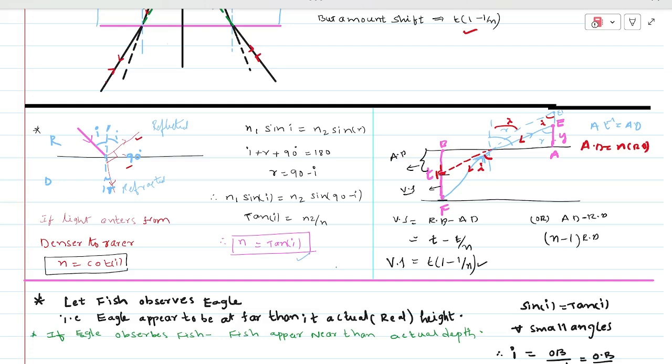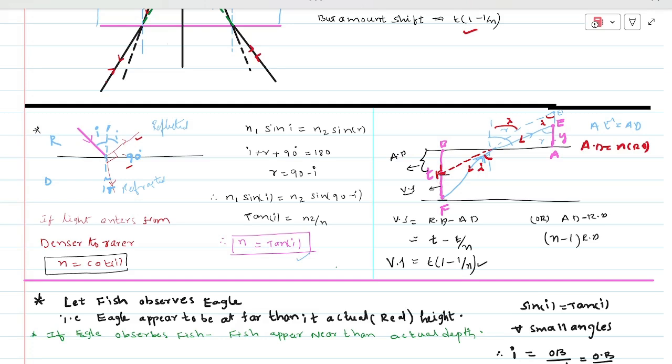N minus 1 into real depth. So now we can derive this vertical shift. We will get the relative position of the image also, the image of the fish or the image of the eagle. So that we will discuss. And because of this apparent depth and real depth, the fish is estimating the eagle's position wrongly, and the eagle is estimating the wrong position of the fish.